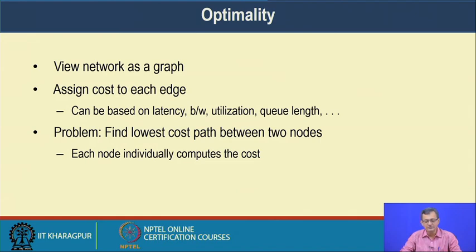So, each node individually computes the cost. Now, if each router has the capability to compute the cost in a distributed fashion, then I can find out the overall cost, right. What I am looking at now is an optimal solution, but it may not always be possible to get an optimal solution. So, we can go for a suboptimal solution. In some cases, we will see that there is a concept of a default route. If I do not find the right route, then I may have a default path to forward the packets.